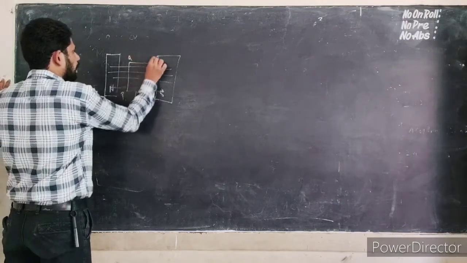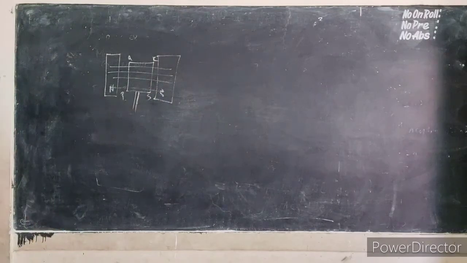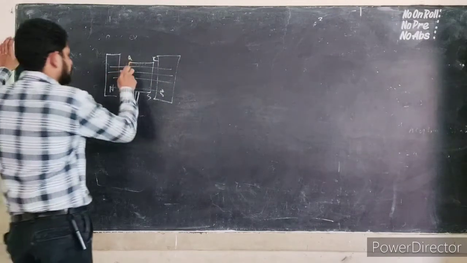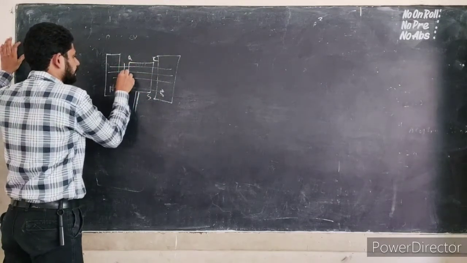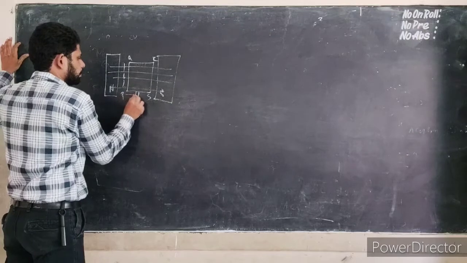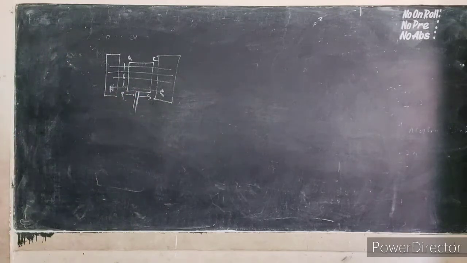P, Q, R, S. Whatever we do, the length of the conductor will be taken as b, and this one we can take as a.